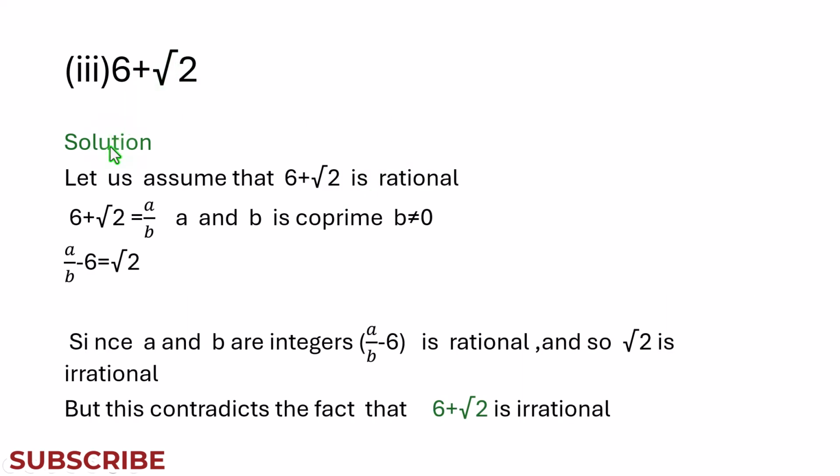6 plus root 2. Solution: let us assume that 6 plus root 2 is rational. If rational, 6 plus root 2 is equal to a upon b, a and b are coprime, b not equal to 0. Transpose 6 to one side: a upon b minus 6 is equal to root 2. Here left hand side, a upon b minus 6, is rational, right hand side is irrational. So this is a contradiction due to the wrong assumption. Then 6 plus root 2 is irrational. So that covers all the problems in exercise 1.2. Thank you for watching.